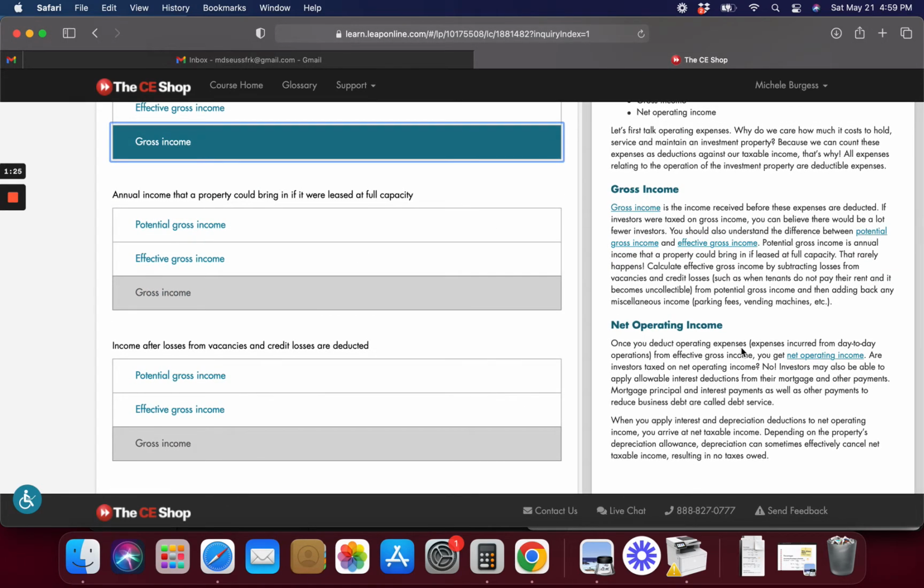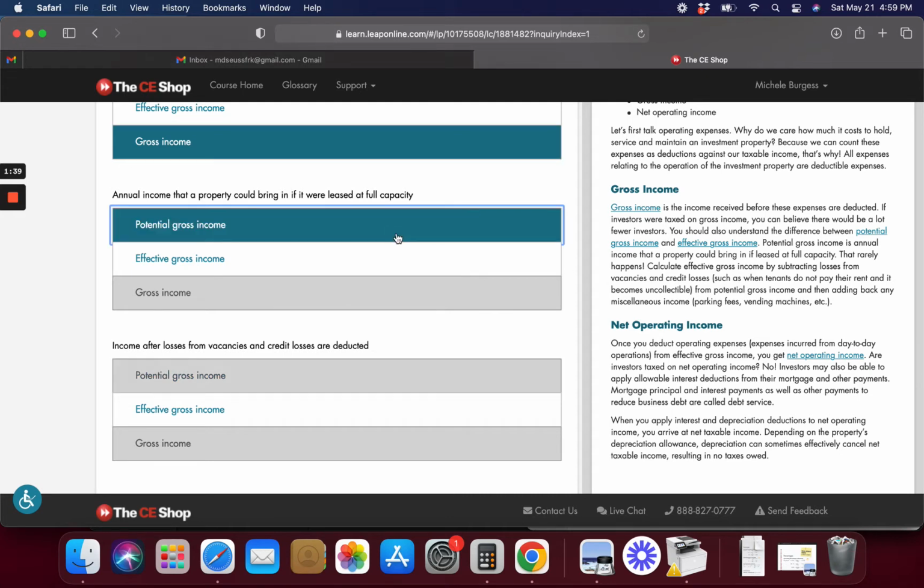And then you should understand the difference between potential gross income and effective gross income. Potential is annual income that a property could bring if leased at full capacity, which rarely happens, they're saying. I guess it depends on where you're at. Effective gross income comes from subtracting the losses from vacancies and credit losses when people don't pay their rent.